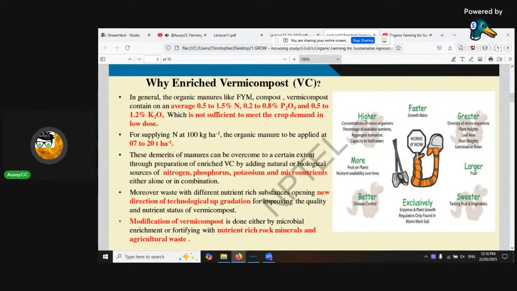Well, in general, the organic manures like farmyard manure, compost, vermicompost contain on the average 0.5 to 1.5 nitrogen, 0.2 to 0.8 P2O5 of phosphorus, and 0.5 to 1.2 of potassium. Let me read that again. 0.5 to 1.5 nitrogen, 0.2 to 0.8 of phosphorus, and 0.5 to 1.2 of potassium, which is not sufficient to meet crop demands in low doses. So for supplying nitrogen at 100 kilos per hectare, or like my garlic is about 80 kilos per hectare, the organic manure to be applied is 7 to 20 tonne, or what is it? I think it's 5 tonne per hectare of chicken manure. Oh no, that's a pH adjustment, sorry. This is talking about nitrogen. So yeah, it's got to be a lot higher.